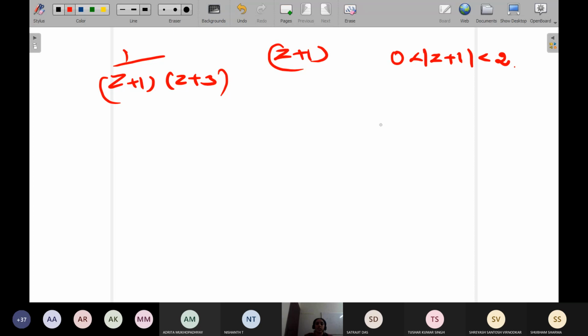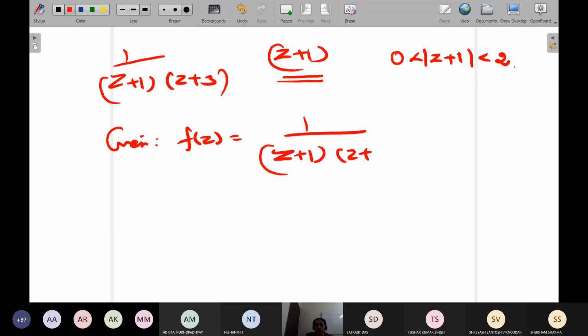So listen. Generally we expand in powers of z. So here it is particularly given that you have to expand in powers of z plus 1. Okay. So what is given? Your given function, you write down. Let f of z is equal to 1 by (z plus 1)(z plus 3).